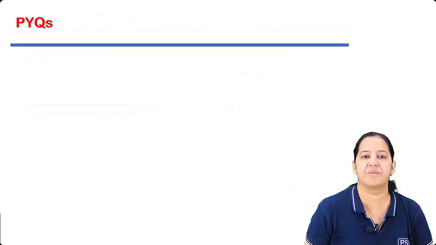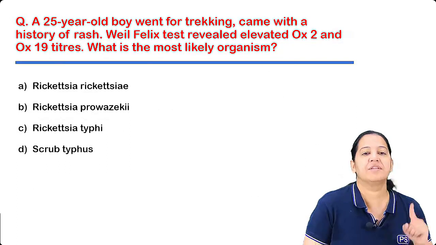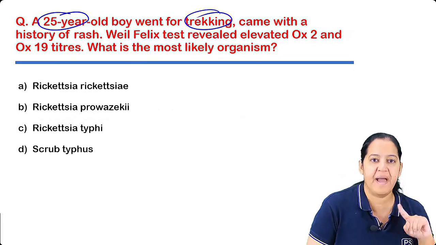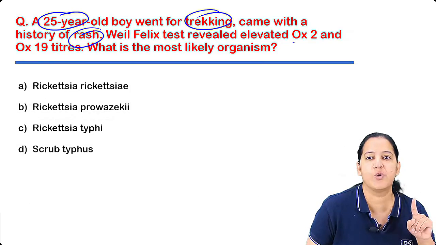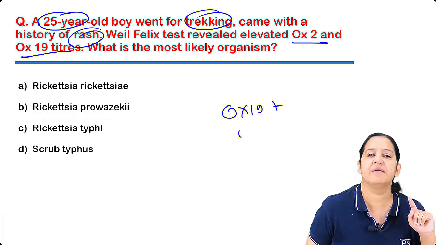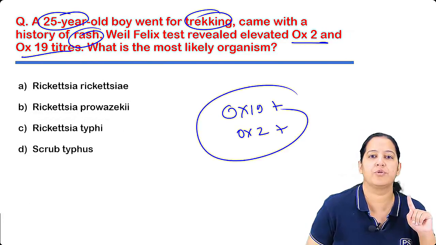Okay, one more question. Read the question. There is a 25-year-old man who went trekking and came back with a rash. The Weil-Felix test is OX2 and OX19. Two things are positive: OX19 is positive and OX2 is also positive. Now you tell me the diagnosis.